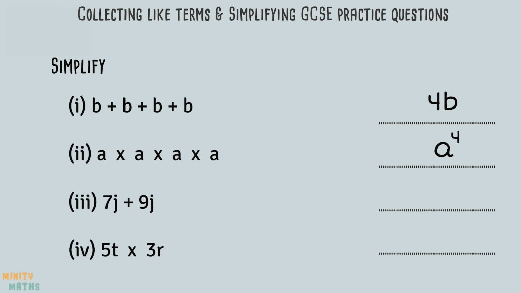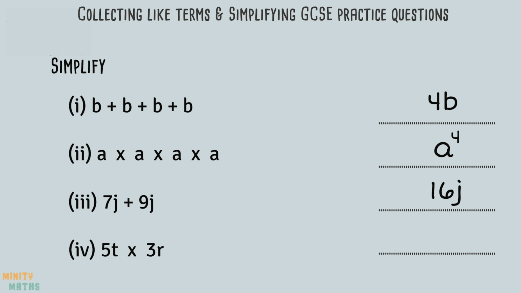For question 3, we are asked to simplify 7j plus 9j. These terms are the same. Because the variables are both j, we can simply add these 2 terms together. We have 7 lots of j, plus 9 lots of j, so in total we have 16 lots of j. We can write this as 16j in its simplest form.